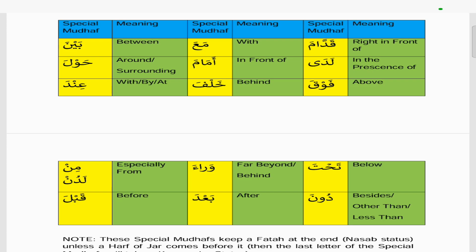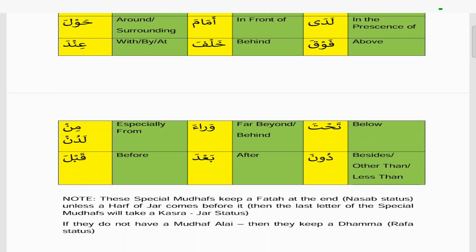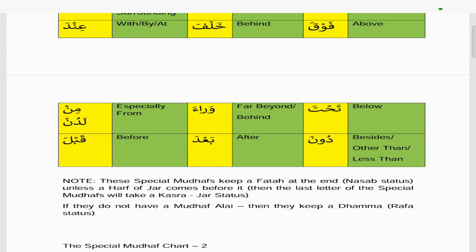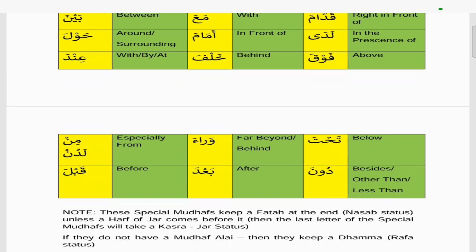Ma'a means with, amama means in front of, khalfa means behind, wara'a means far behind or far beyond, ba'da means after, and qaddama means right in front of. Lada means in the presence of, fawqa means above, ta'ta means below, and duna means besides, other than, or even less than. Now note, these special mudafs keep a fatha at the end, meaning they have a nasab status, unless a harf of jar comes before them, because then it will make these isms into the jar status. So these special mudafs will act as a majroor, so they'll have a jar status.